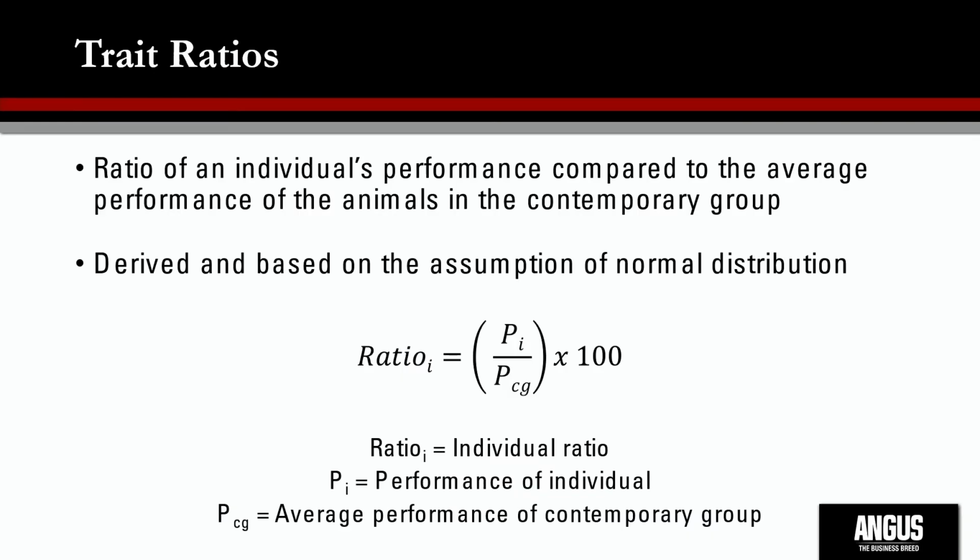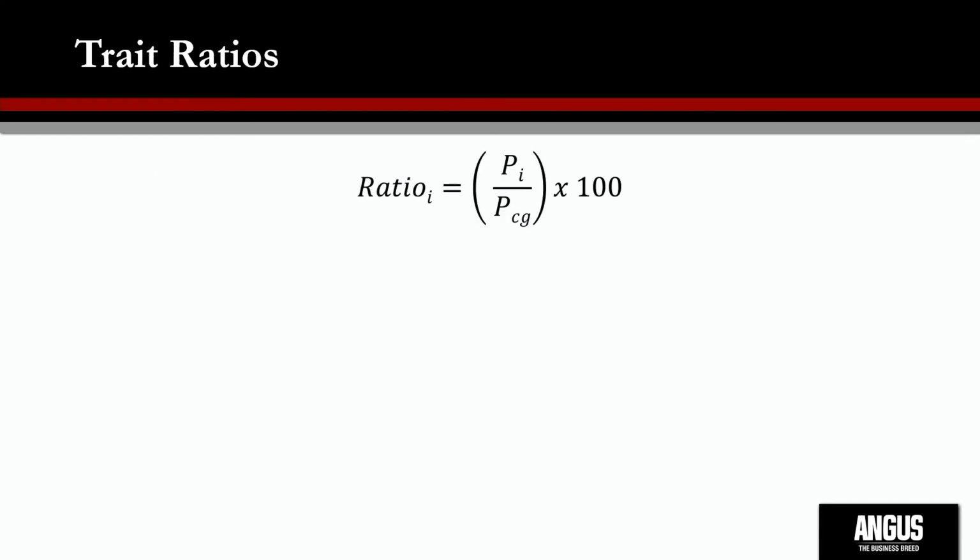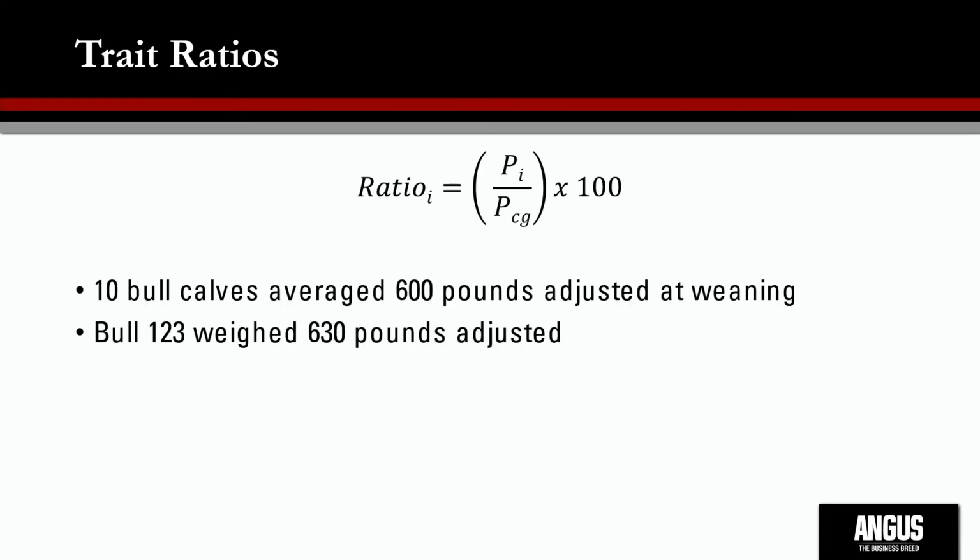As we look through the equation for calculating a ratio, it's really pretty straightforward in terms of how to calculate a basic ratio. Again, it's just comparing the animal's individual performance relative to the average of the contemporary group. So the information that we need is the performance of the individual, and then the average performance of the contemporary group. Divide those and multiply by 100 to get our ratio. So let's look at that in terms of a couple of examples.